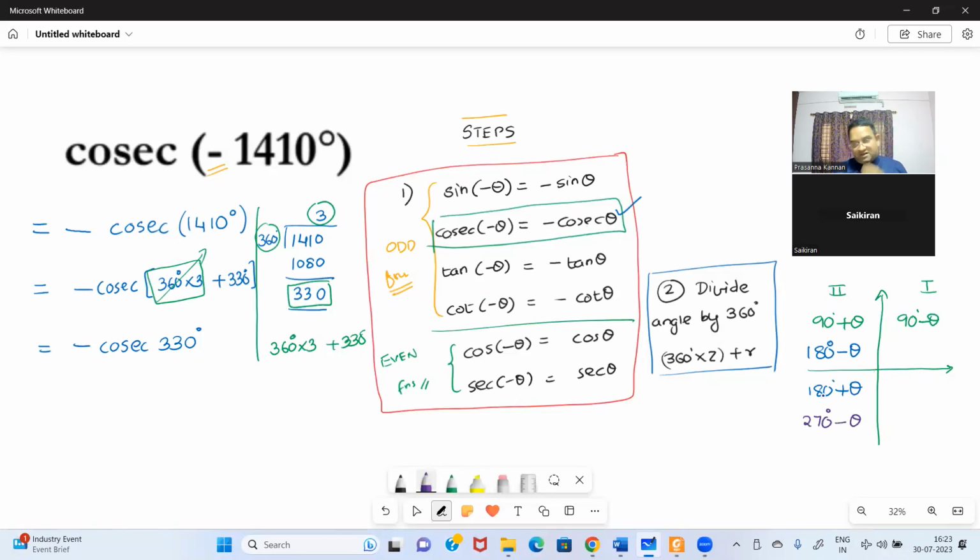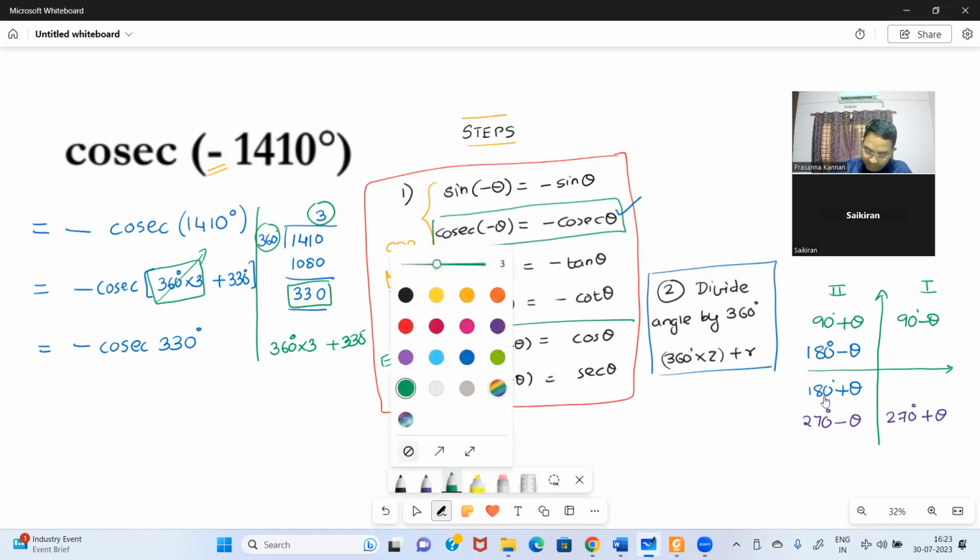So 270 minus theta is in the third quadrant. Now, if I say 270 plus theta, fourth quadrant. Very good. Excellent. It is in the fourth quadrant. Okay. Now, what is 360?